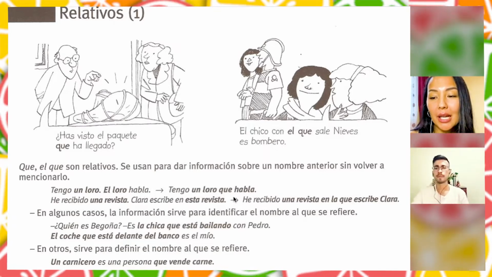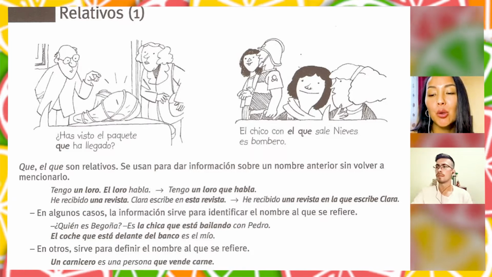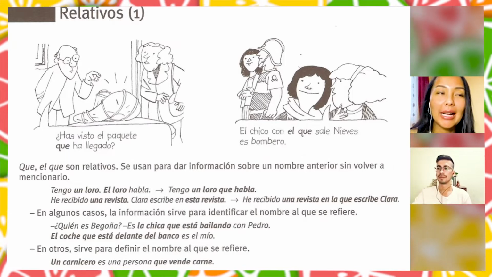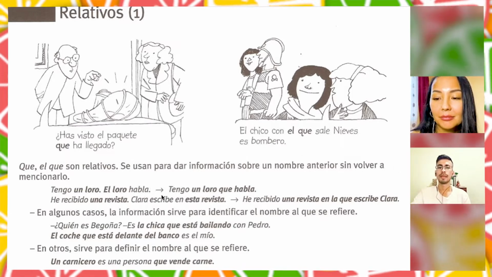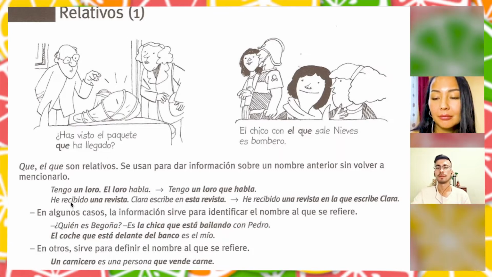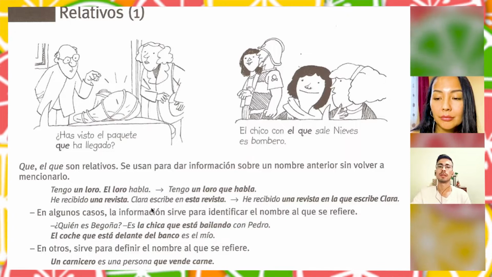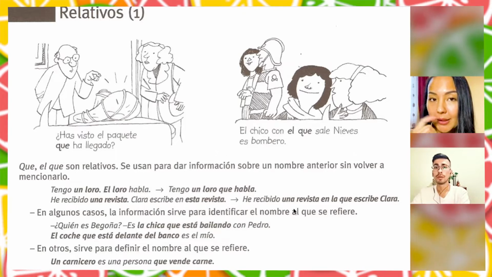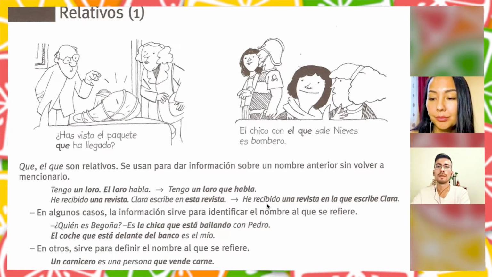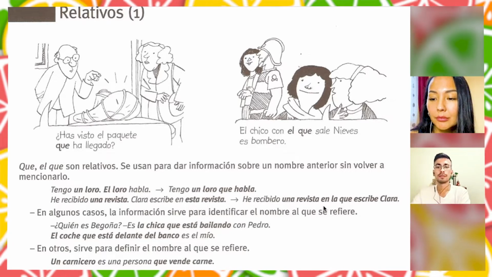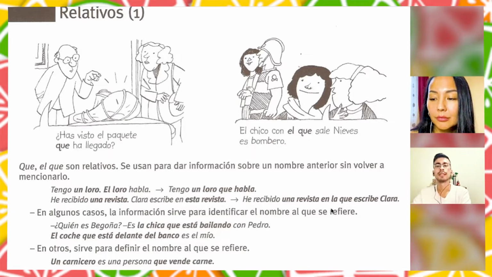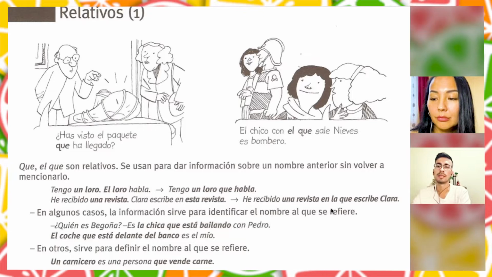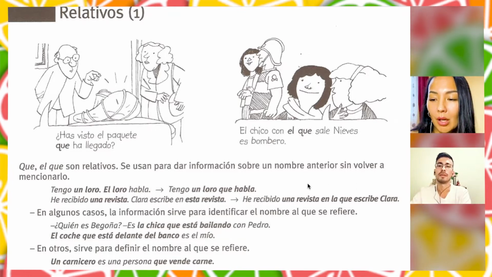In this case it helps to make, from two simple sentences, one more complex sentence, more academic maybe. For example, he recibido una revista. I have received a magazine. Clara escribe en esta revista. Clara writes in this magazine, in the present tense. So we can say he recibido una revista en la que escribe Clara. I have got a magazine in which Clara writes. So we are making more complex sentences here.